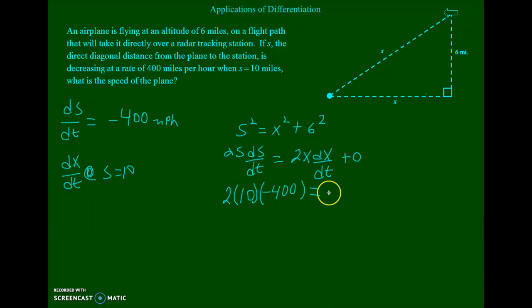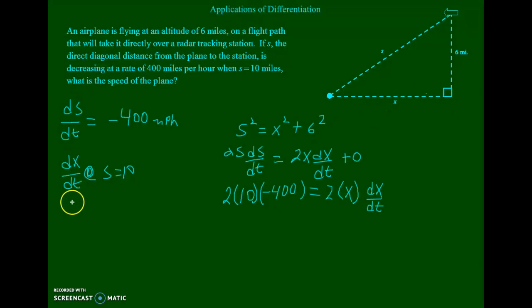and that's equal to 2 times x dx/dt. Now, we have a little bit of an issue here. In order to solve for dx/dt, we have to have a value for x. So we see up here that s is equal to 10 at this particular instant in time. So this distance is 10. This distance is 6 miles. So we're going to figure out what this value is using the Pythagorean theorem.